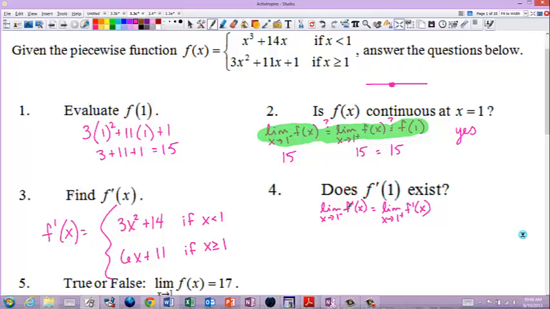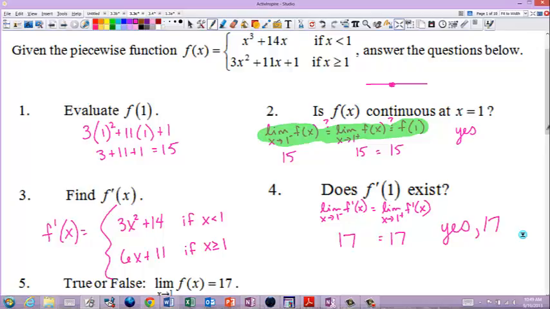So as x approaches 1 from the left, I would stick it in the top. 3 times 1 is 3, plus 14 is 17. And then this one, 6 times 1 is 6, plus 11 is 17. So that means we know the derivatives are the same from both sides. So does it exist? Yes, it does. And it's 17.